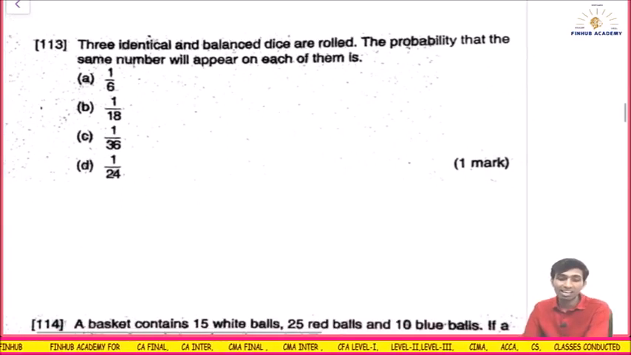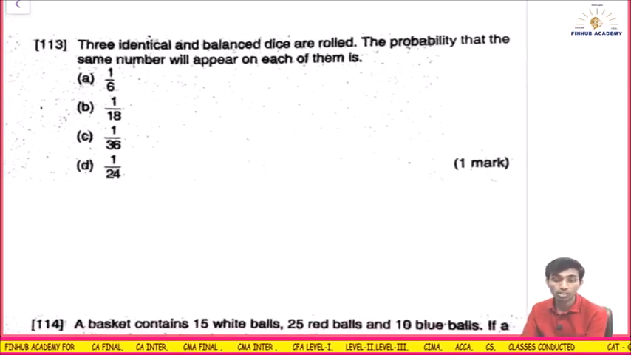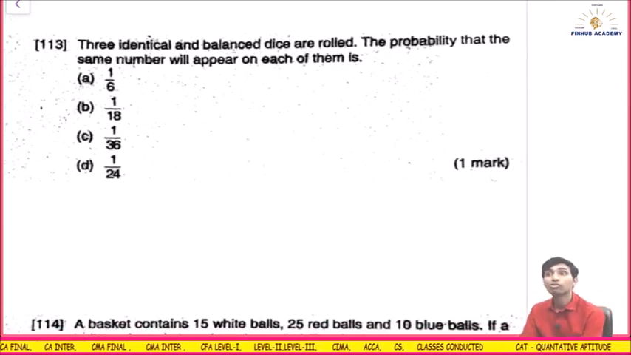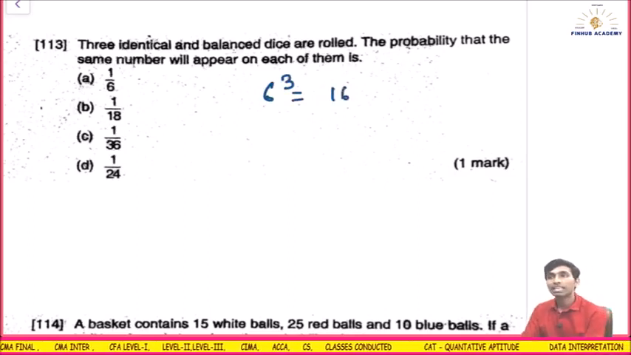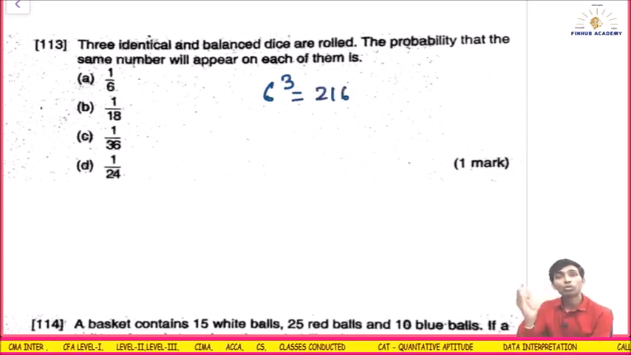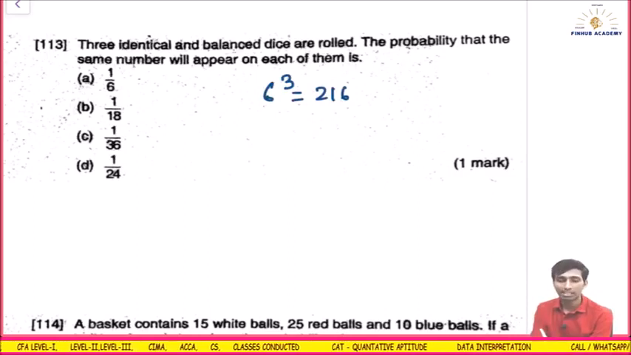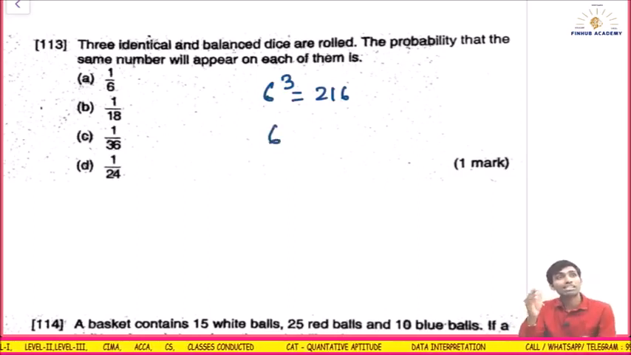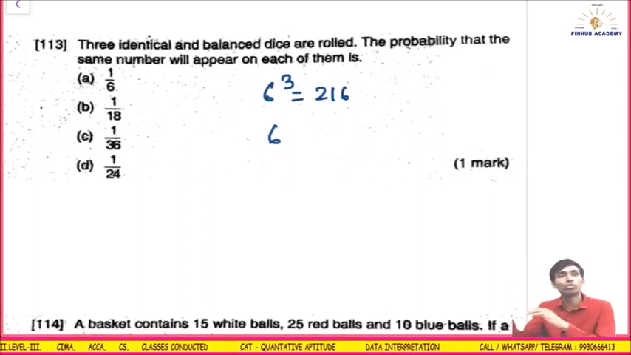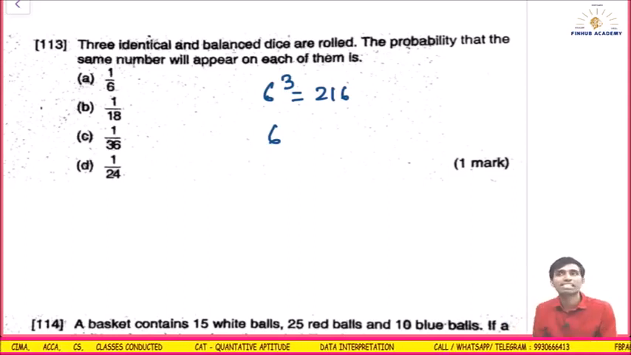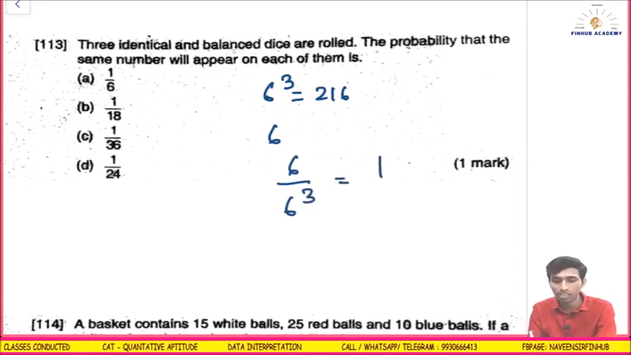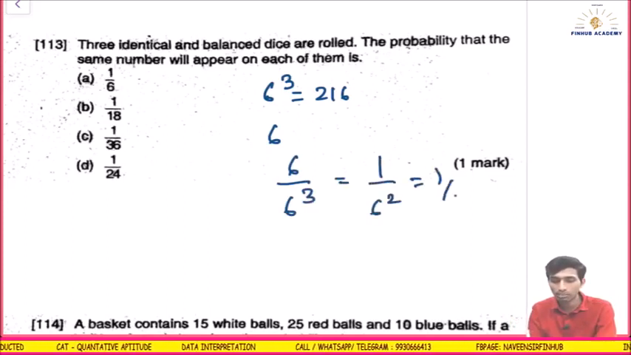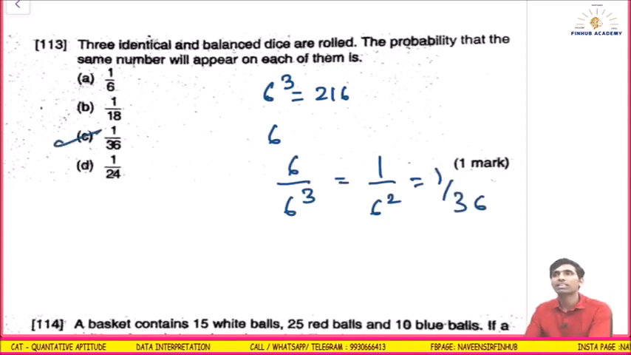Three identical and balanced dice are rolled. The probability that the same number appears on each of them. Now here you should understand, listen, the sample space is 6 cubed, 216, right? 111, 222, 333, 444, 555, 666. So it can happen 6 times. So 6 divided by 6 cubed is 1 by 6 squared, which is 1 by 36. The answer is C. Okay.